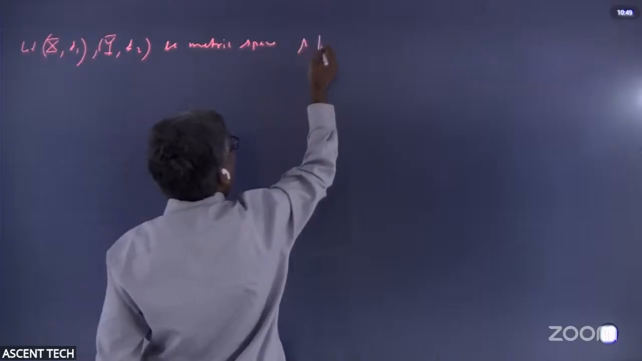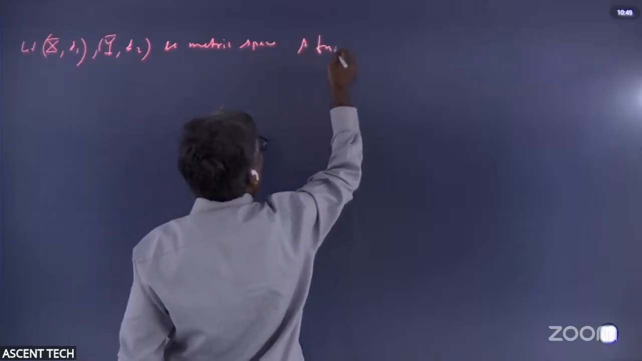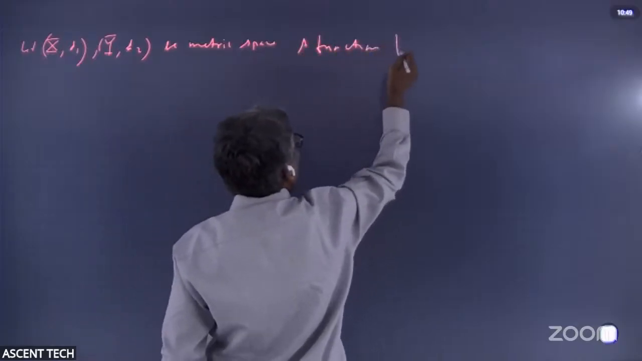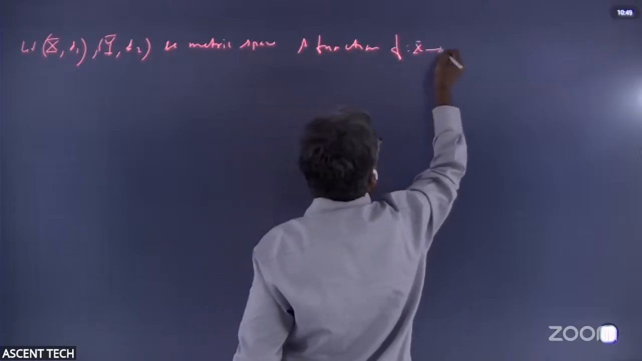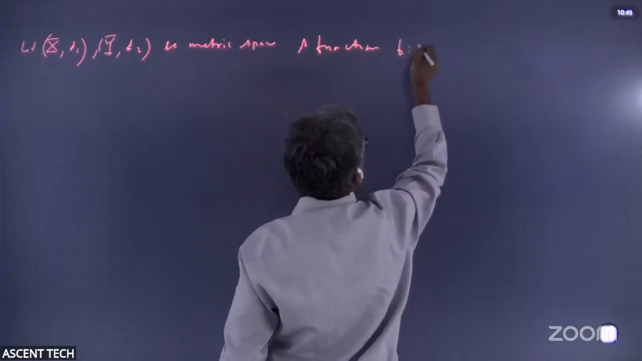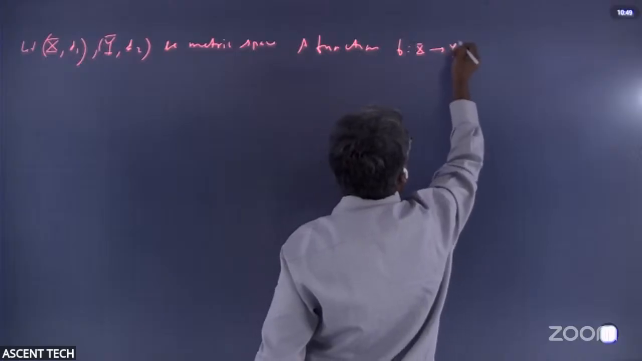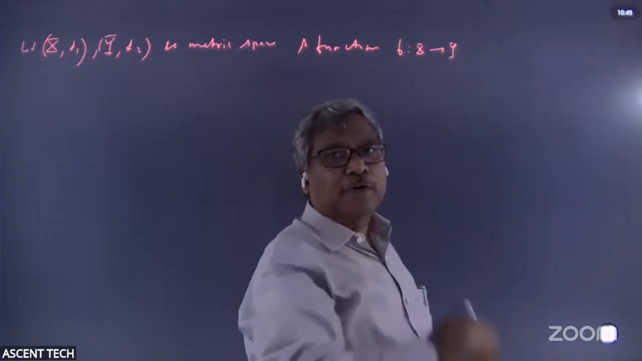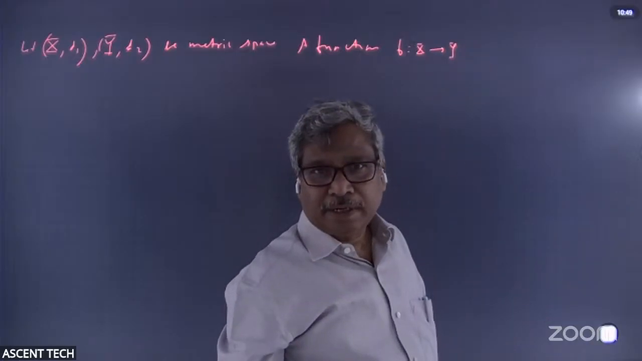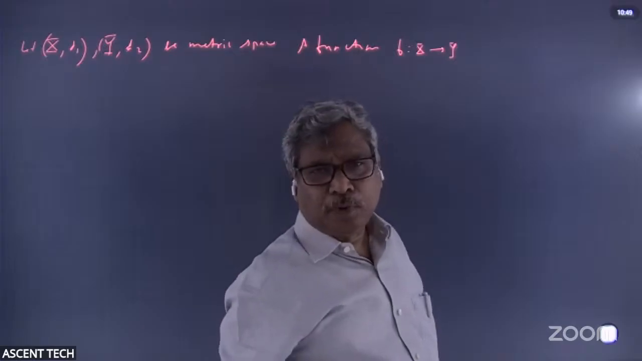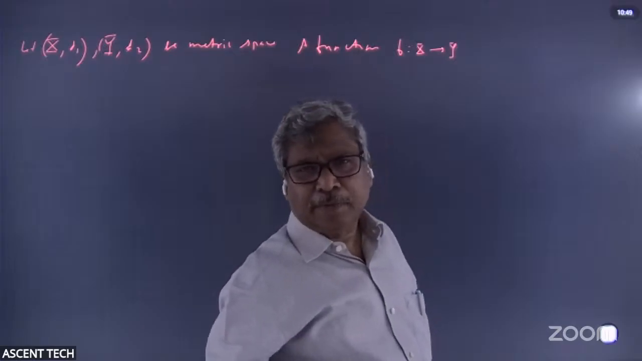A function f from X to Y. You know what continuity means? Inverse image of an open set is an open set, right? Which can easily be proved equivalently in terms of metric spaces also.